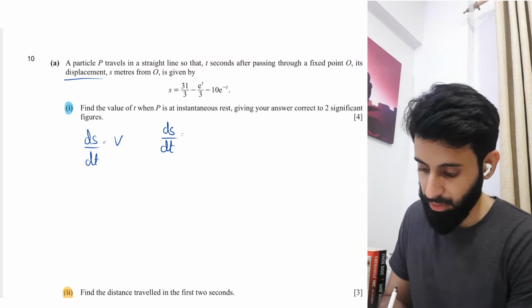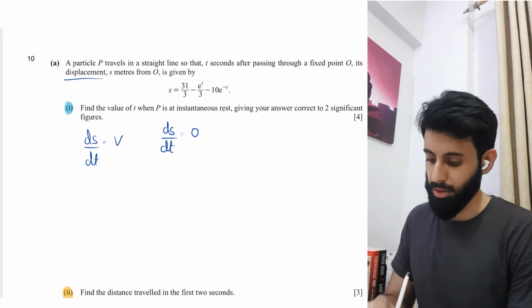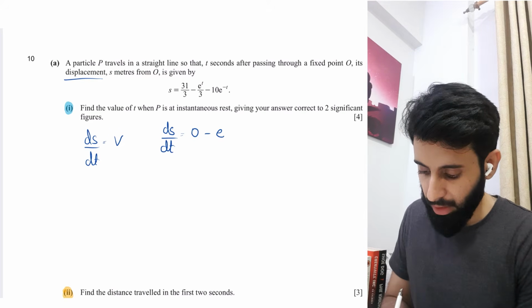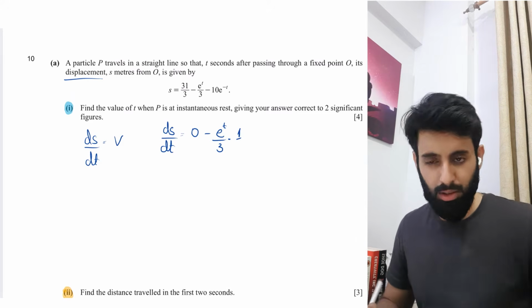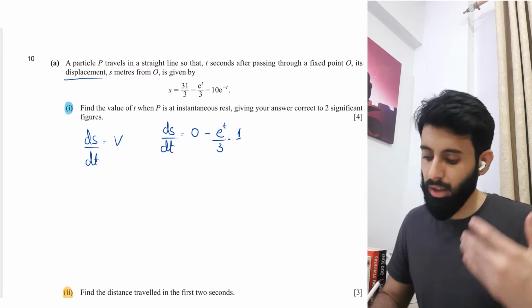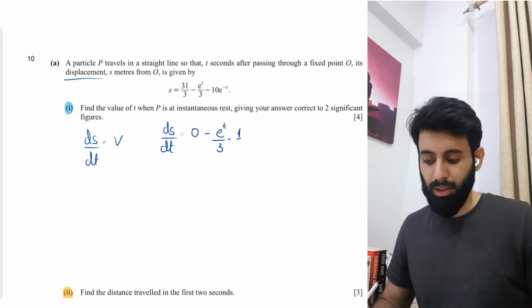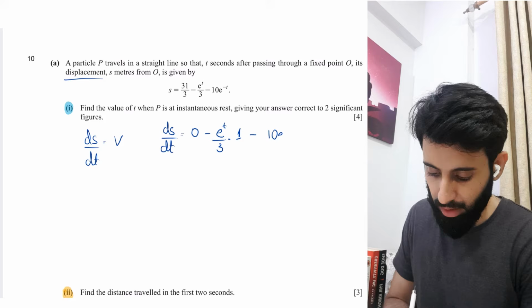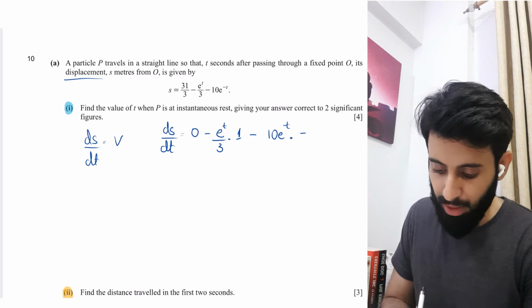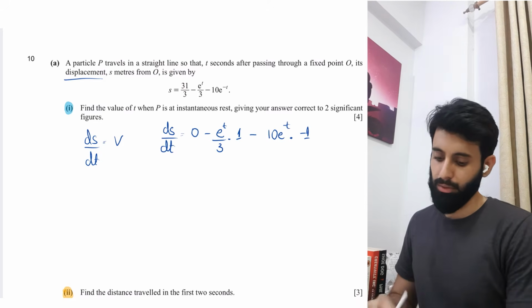So 31/3 is a constant, so that's going to be 0 straight away. The derivative of e^(t/3) is going to be e^(t/3) times 1/3, because the derivative of e^t is e^t multiplied by the derivative of t/3. And then we have minus 10e^(-t) multiplied by minus 1, because that's what the derivative of the power is.